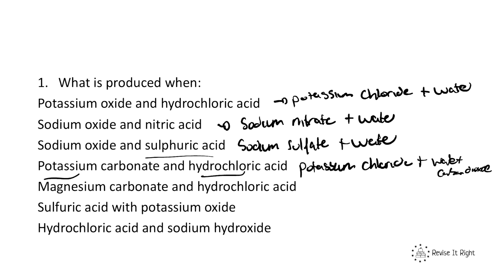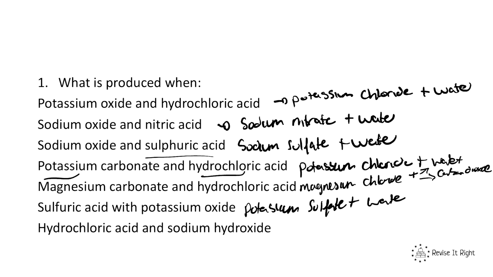Magnesium carbonate and the hydrochloric acid, where it's magnesium chloride plus water and carbon dioxide. So magnesium chloride plus water plus carbon dioxide. Sulfuric acid with potassium oxide. Well, again, when a metal oxide mixes with an acid, it makes a salt and water. So potassium sulfate plus water. And finally, hydrochloric acid and sodium hydroxide. An acid plus a metal hydroxide gives salt and water. So sodium chloride plus water. And they are your answers.